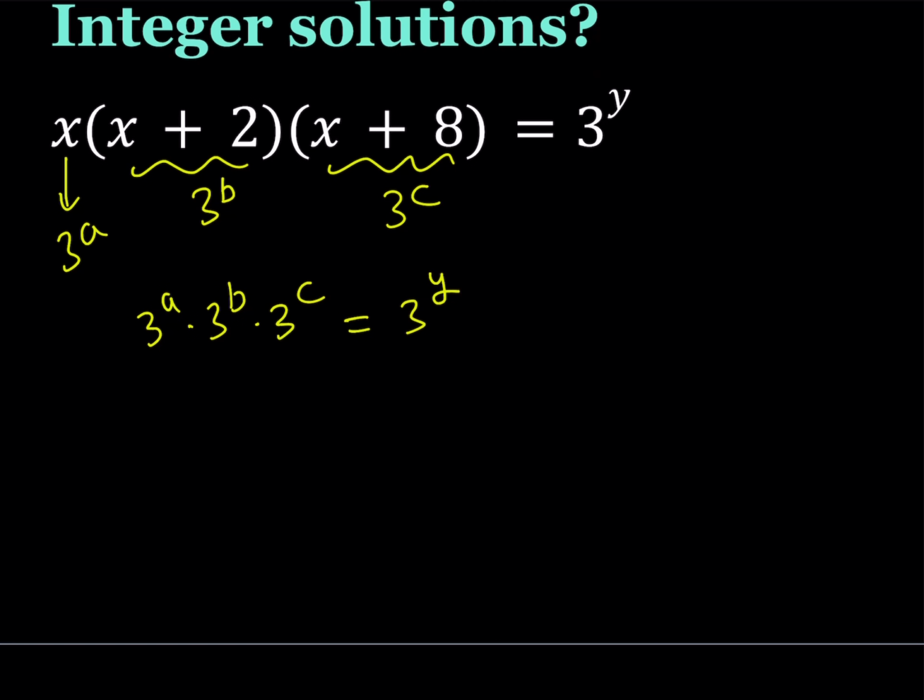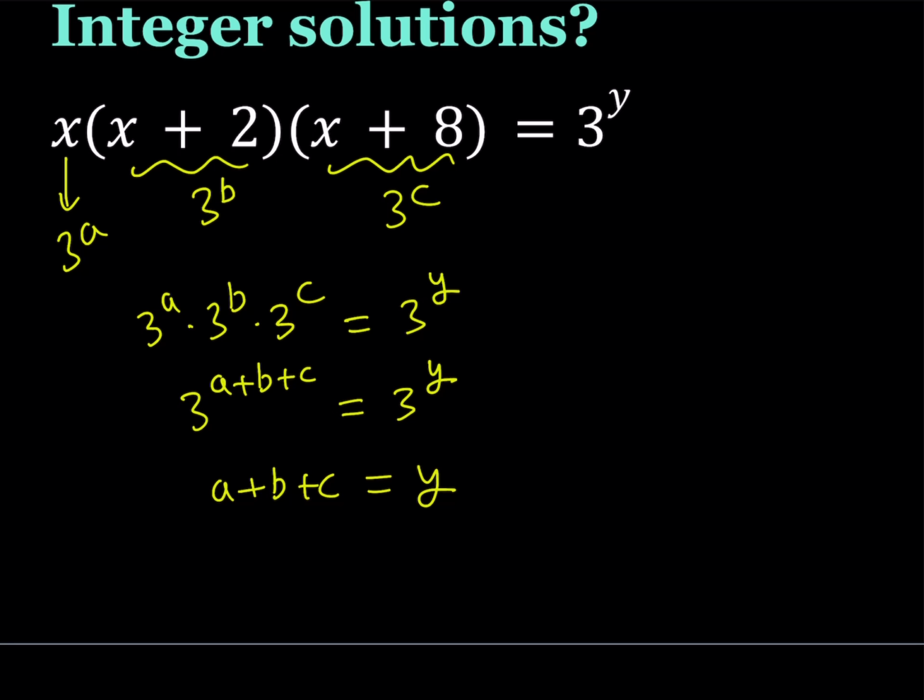When you multiply powers with the same base, you add the exponents, so the left-hand side gives us 3 to the power a plus b plus c, and the right-hand side stays the same. Since the bases are both 3, the exponents must be equal, so a plus b plus c equals y. Great. Now we're going to need more relations to be able to solve, because we have 4 variables in this case: a, b, c, and y.